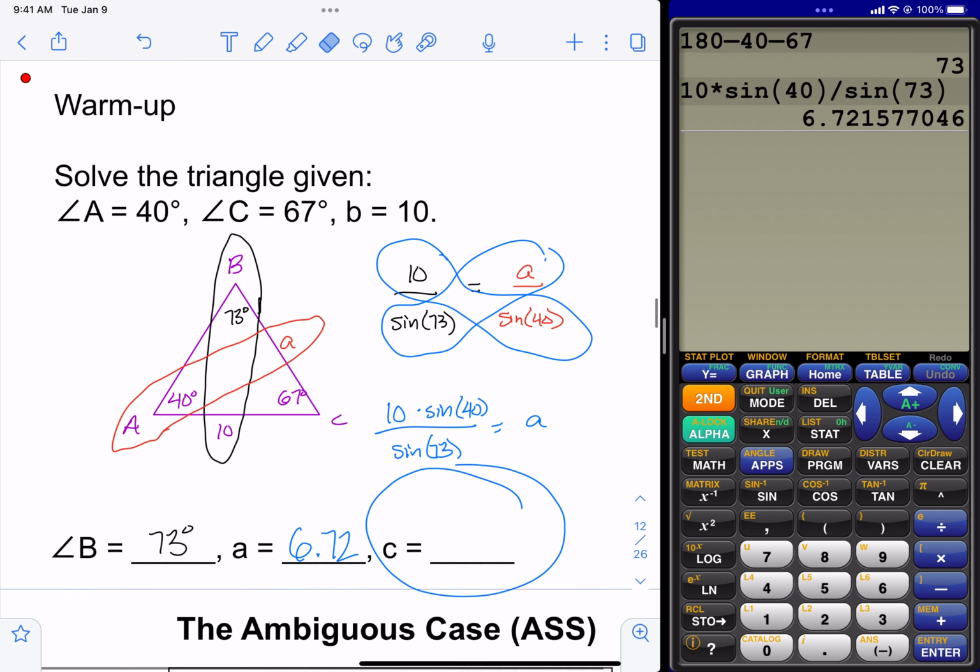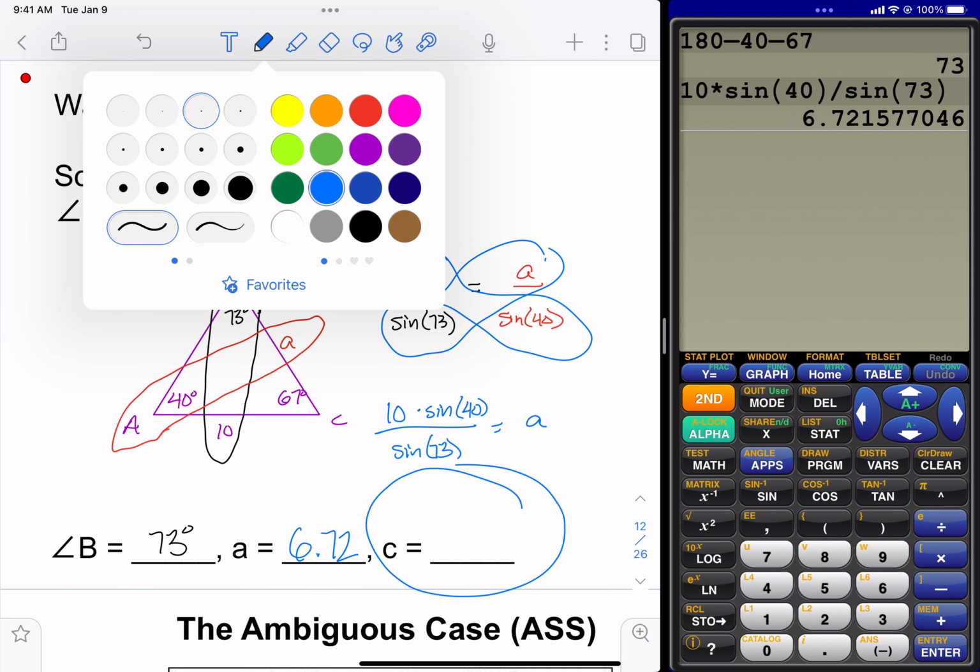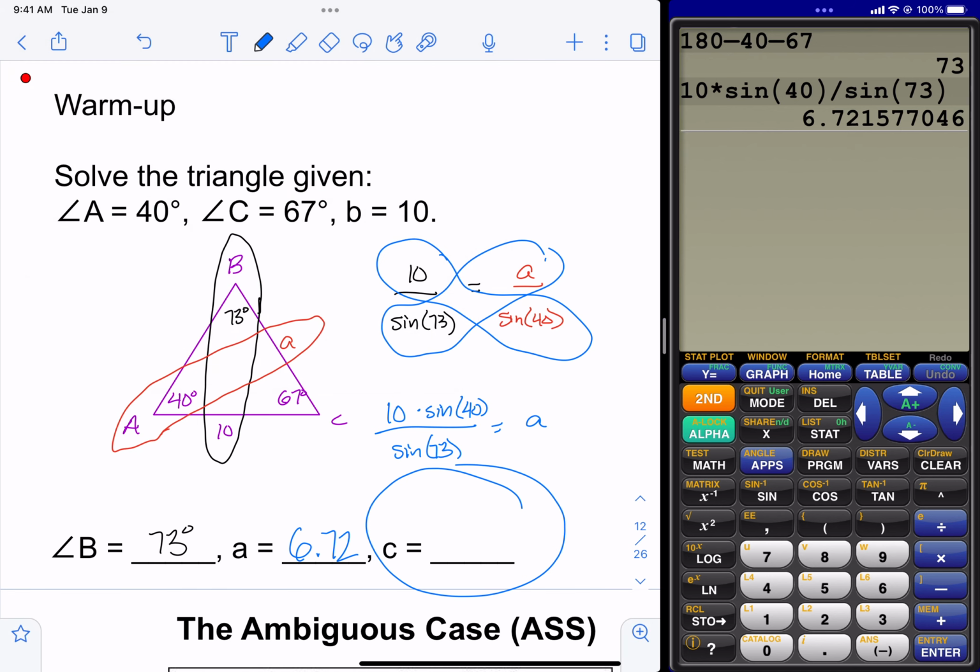Now, one thing to note about this particular problem is the pieces of information we were given. We were given an angle, a side, and another angle. And that's really important because an angle, a side, and an angle means that we're going to have no problems using the law of sines. It's going to work out the exact way we intend it to.